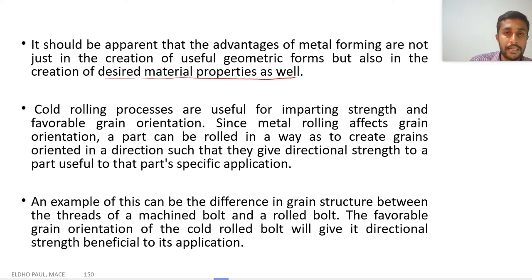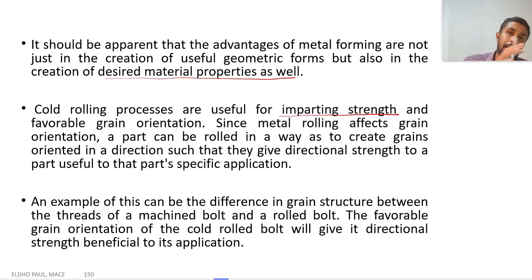In the case of the thread rolling process, we already explained that the strength can be increased compared to the machining process. So not only the creation of a particular geometric form, but we can also impart different properties on the workpiece by using this forming process. Cold rolling processes are useful for imparting strength and a favorable grain structure. We already discussed that strength is increased by cold rolling by means of strain hardening or work hardening, and a favorable grain orientation also can be developed.